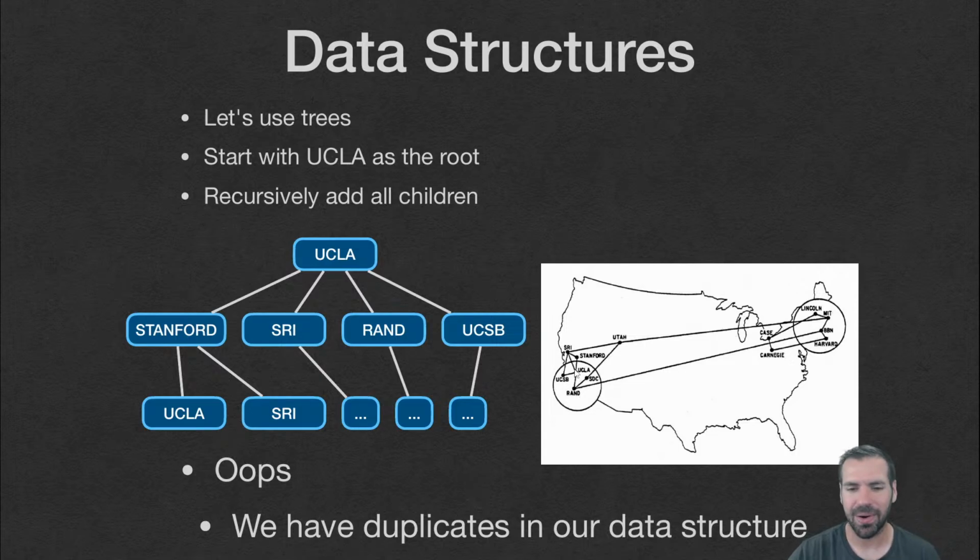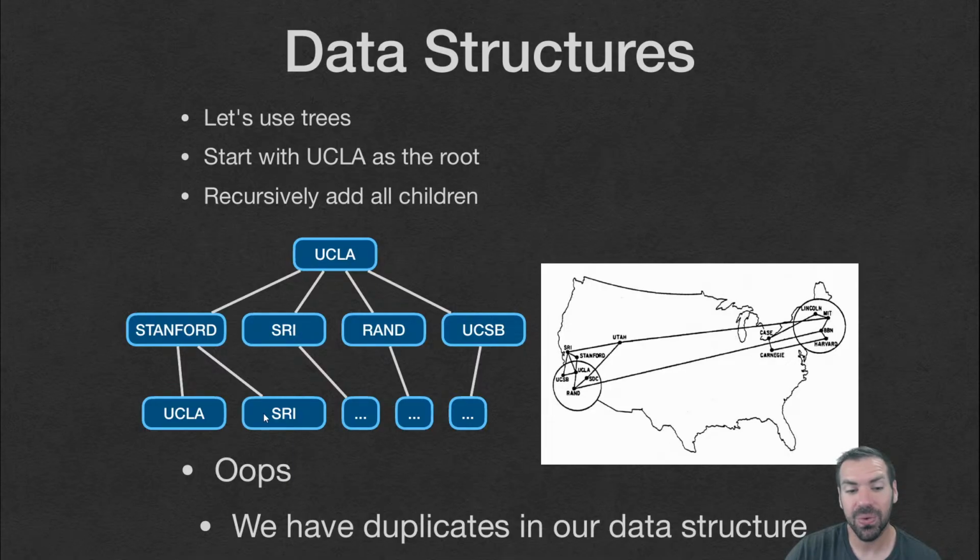Oh, and I'm already spoiling it. My mind's just thinking ahead here. But all the other locations connected to UCLA as child nodes. And then for each of those child nodes, we have to get all the connections to that node. So let's go to Stanford and repeat the process. Stanford, SRI, and UCLA. So we'll have those two as child nodes.